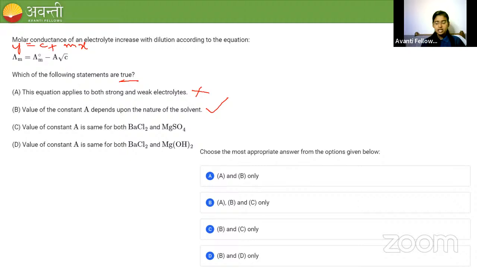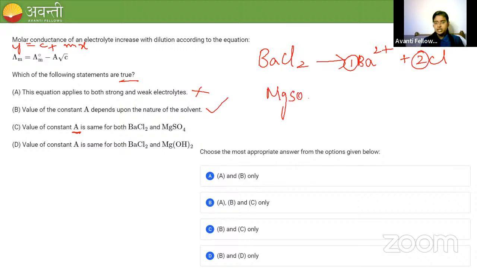And coming to statement C, the value of constant A is the same for both barium chloride and magnesium sulfate. Will it be the same for these two? What do you guys think? No, right? Because barium chloride on dissociation will give barium 2 plus and 2Cl minus, so one cation and two anions. But in case of magnesium sulfate, the dissociation will be Mg2 plus and SO4 2 minus, so one cation and one anion. Here the number of ions produced is 3 and here it is 2. If the number of ions differs, then everything will differ, so the slope value will also differ. So statement C is incorrect.